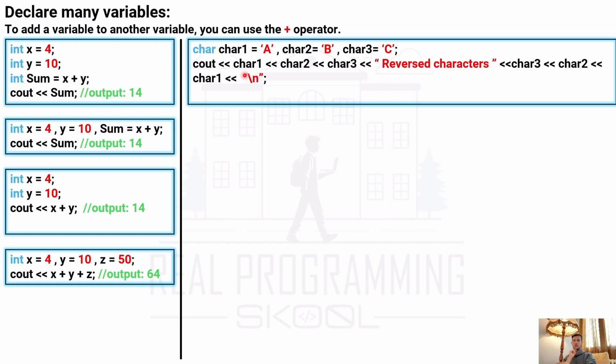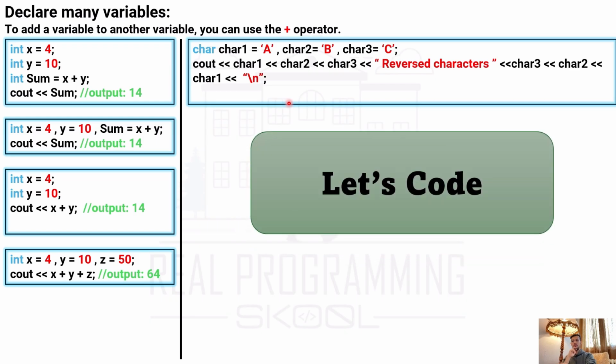And after that, cout less than character A, character 2, character 3, separate the variable names with less than, please. And after that, we combine it with text also, string, double quotation, reverse characters, which means we want it to be printed opposite. And less than, I will start with the last variable: char3, less than char2, less than char1, less than slash n to have new line and semicolon. And now let's go to practice on this to know if it will work or not.